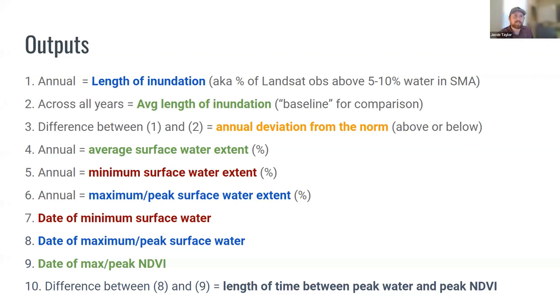Yeah, so like Matt said, this is a list of all the outputs that this model can give us. And so we did an analysis this year, and we looked specifically at number 6, that annual maximum surface water extent. And I just wanted to put this list in front of you for the first time now, and then we'll come back to this at the end when we start talking about next steps.